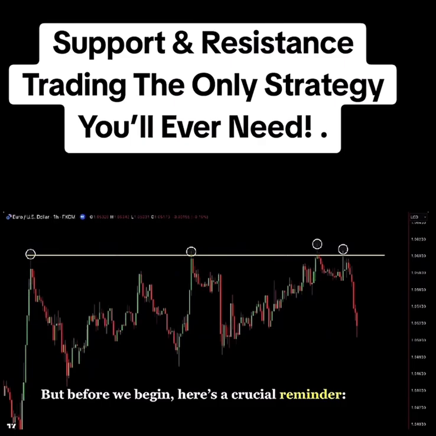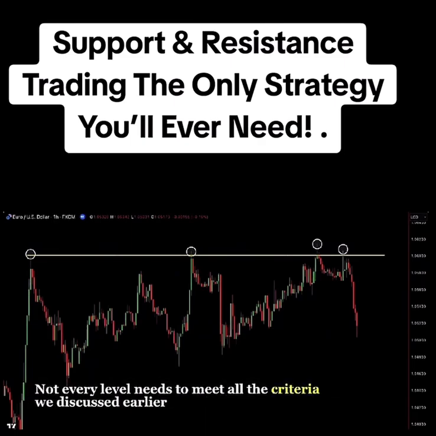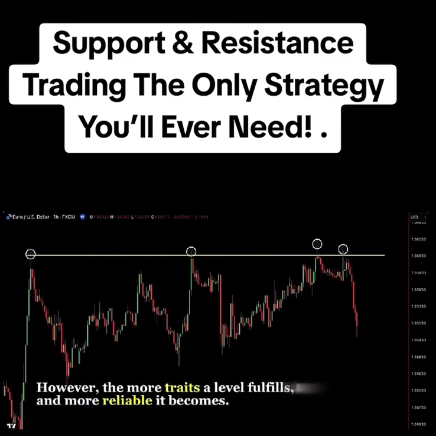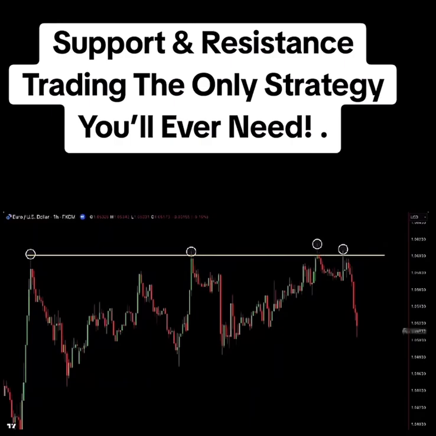But before we begin, here's a crucial reminder. Not every level needs to meet all the criteria we discussed. However, the more traits a level fulfills, the stronger and more reliable it becomes. With that in mind, let's apply this approach step by step.